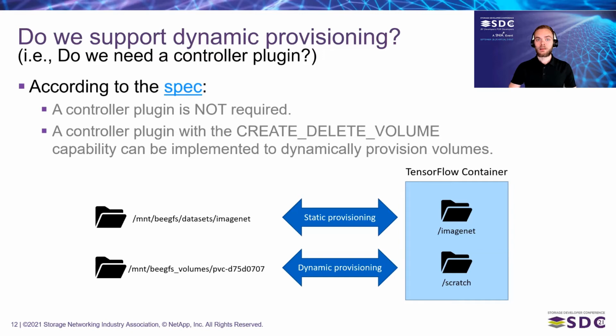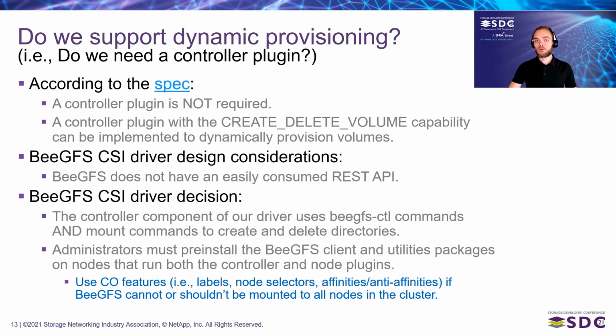The CSI spec allows for dynamic provisioning if a driver advertises the create delete volume capability and implements the controller plugin. This plugin is essentially a gRPC endpoint that serves CSI RPCs and needs to be able to run anywhere, not necessarily on the node running the containers that actually consume the volumes. This is notable in the case of BeeGFS because it does not have a REST API enabling the programmatic out-of-band management found in many storage systems to perform tasks like creating a volume or presenting it to a host.